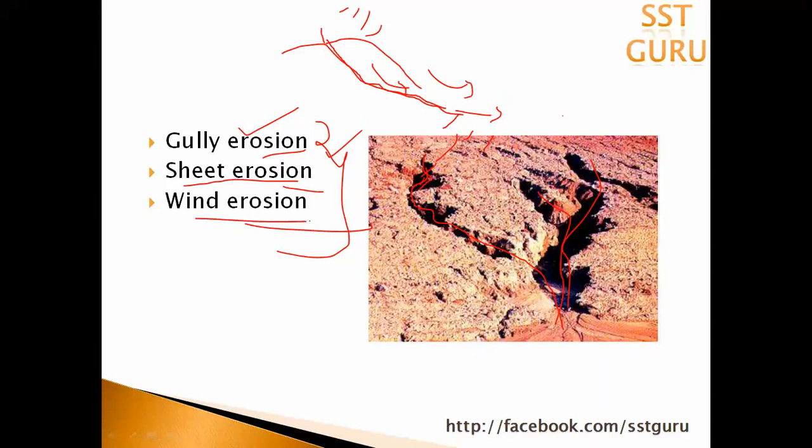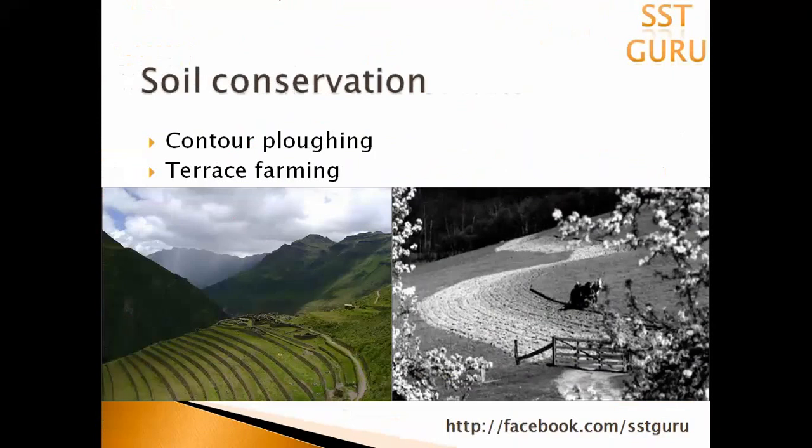Now wind erosion, I had already told you. Imagine you're standing in that desert and you just literally see the sand is flying, and that is known as wind erosion. Now we have finished with what are the causes of land degradation and soil erosion. Now we come to soil conservation. So soil conservation, we have 4 methods which are being told in our book.